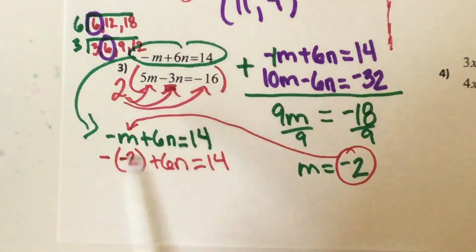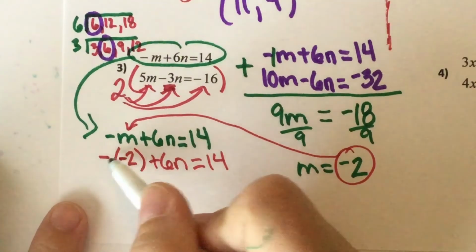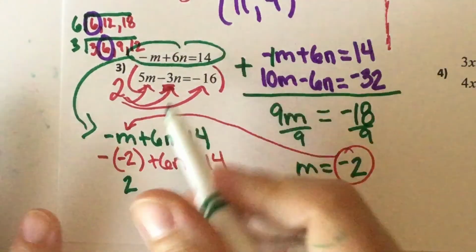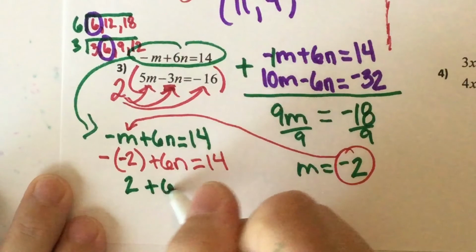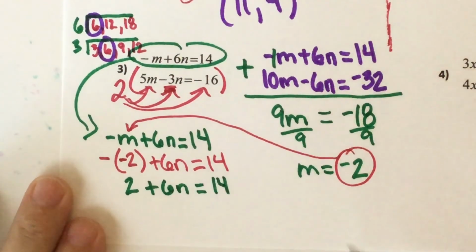Okay, so cleaning it up. A negative times a negative makes a positive, so that's a positive 2. Recopy. Drop your plus 6 in, drop your equals 14.